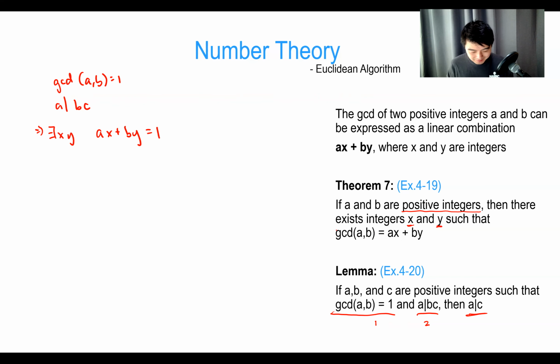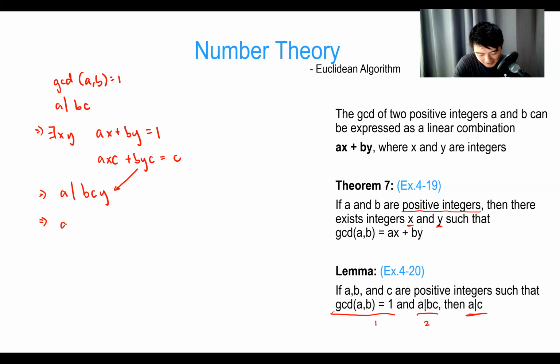We also know that a divides bc. So what I'm going to do here is multiply both sides of this equation by c. So axc plus byc is equal to c. All right, so we know that a divides bc. So we also know that a divides bcy, and that's where this comes from.